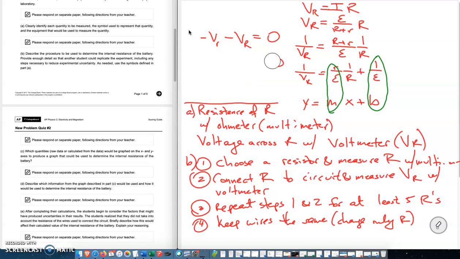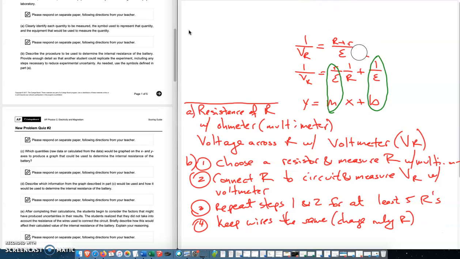So for part C, what I would write is, use this equation here. X-axis, I would graph 1 over r, y-axis, I would graph 1 over VR. And then for part D, which information from the graph would actually get us internal resistance?